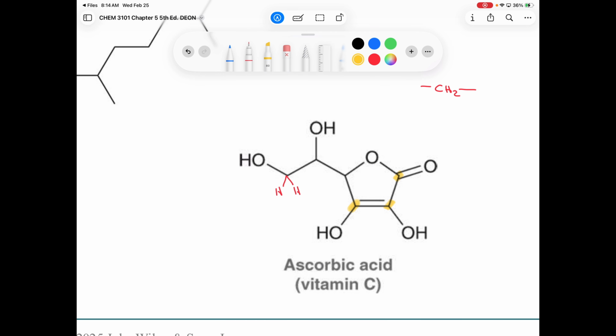Okay, what if we try this one? I'll try a different color highlighter here. Let's try green. What about that carbon? Would that be chiral? What do you guys think? Yeah, I'd say it is. So that carbon is attached to a hydrogen, which is not shown. It's also attached to this hydroxyl.